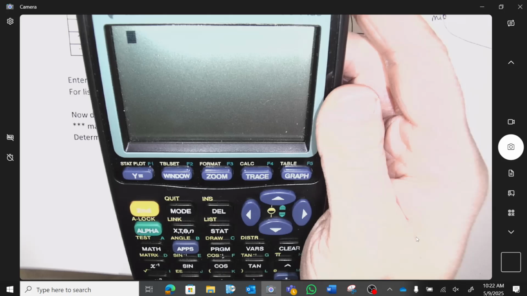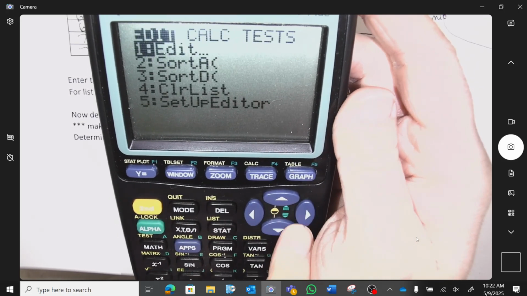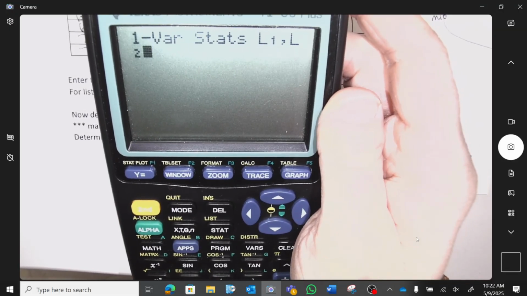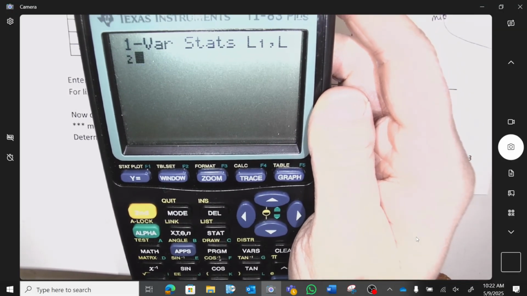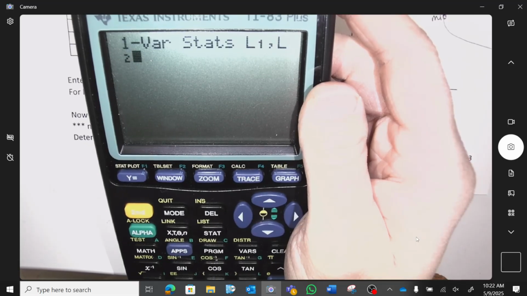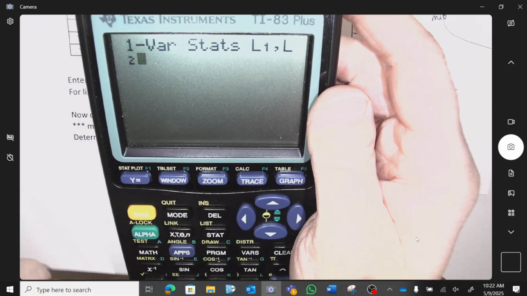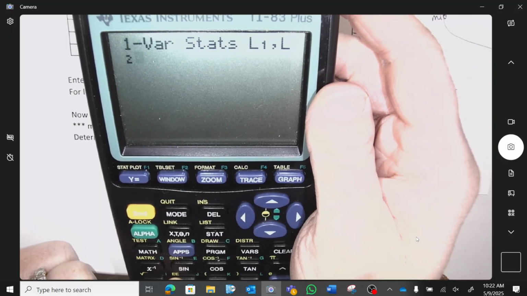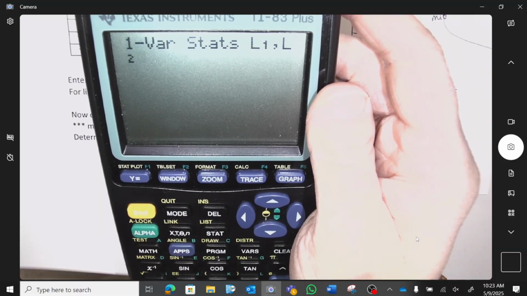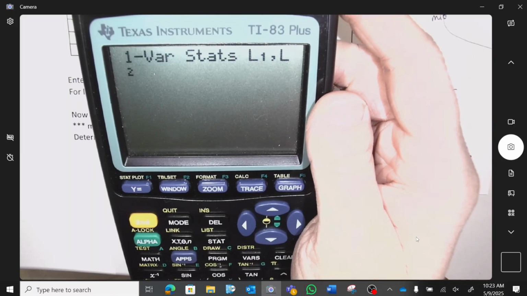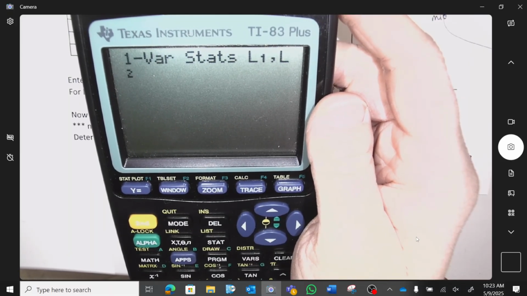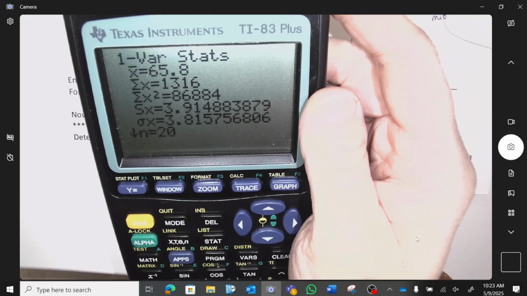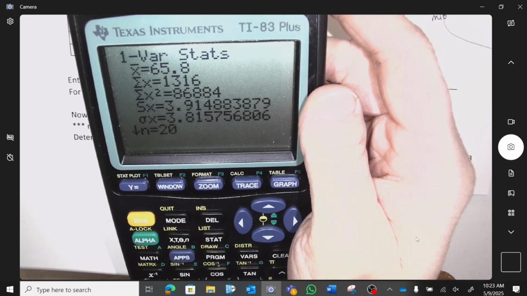So get out of there. Clear it. Clear, clear, clear. Start fresh. Ready? Stat, calc, one variable statistics, L1, comma, L2. No brackets? No brackets. That's fine. You could try it and we'll see what happens. You have the comma button under the sign, right above the 7. Then comma, just L2. You see how to do L1s and L2s. Then enter again, and now I can enter.